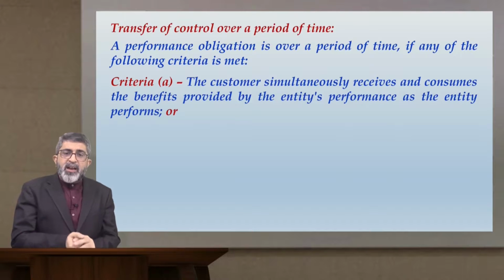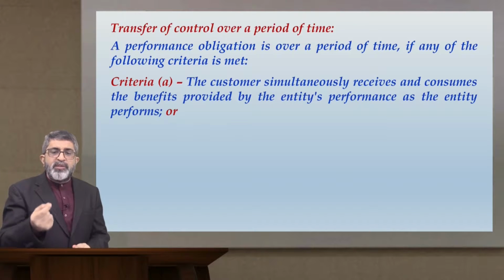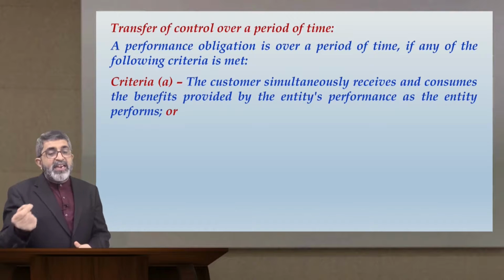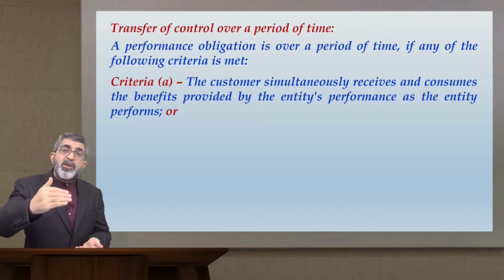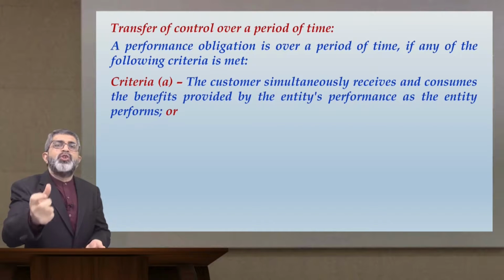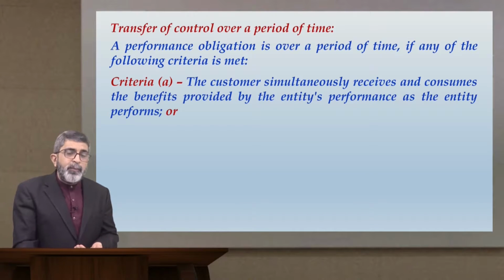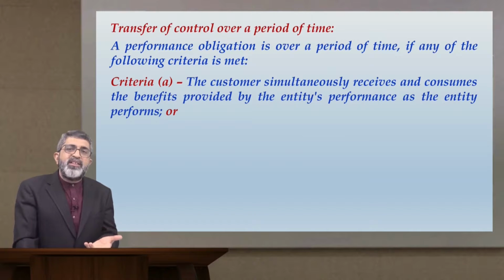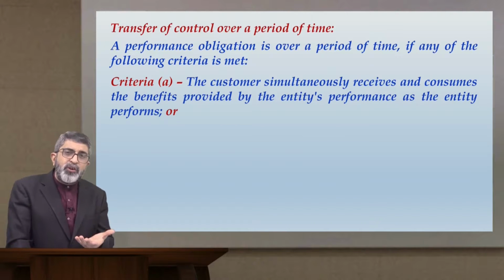Criteria A, the customer simultaneously receives and consumes the benefit provided by the entity's performance as the entity performs. So as and when the entity performs, the customer is enjoying that portion of the benefit. Then it is becoming one of the criteria on satisfaction of which we can say it is completion of performance obligation or satisfaction of performance obligation over a period of time.